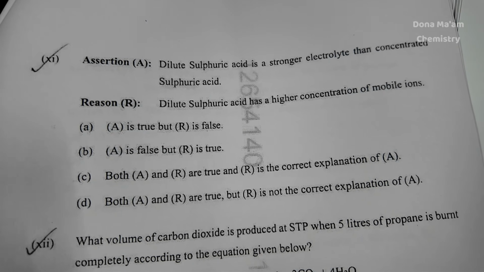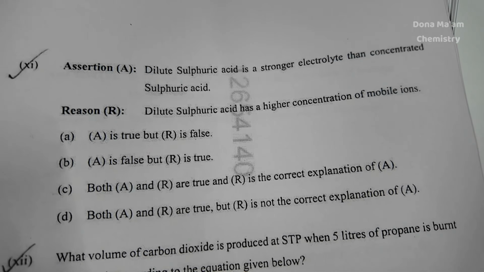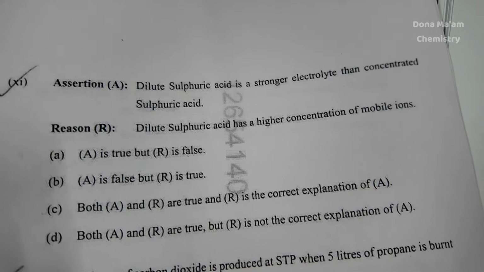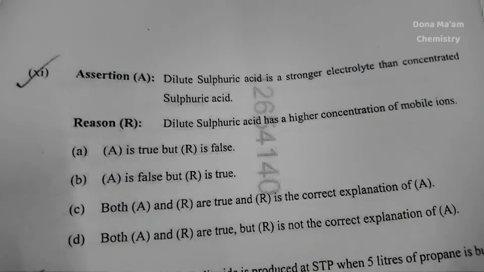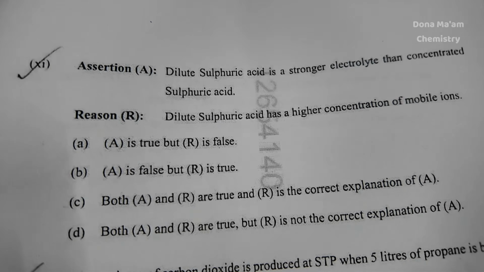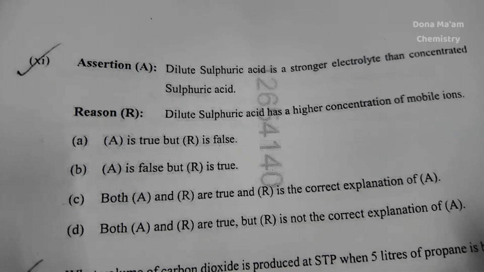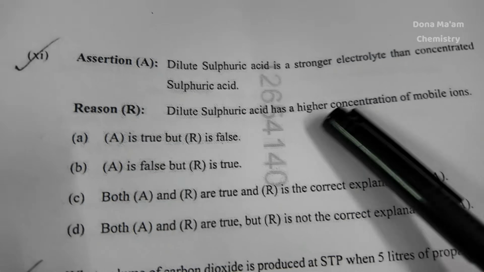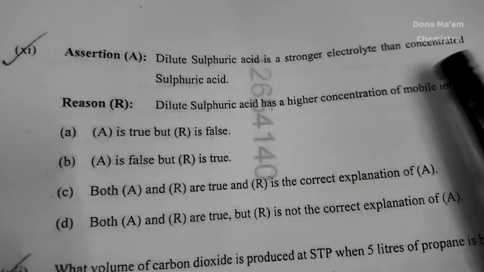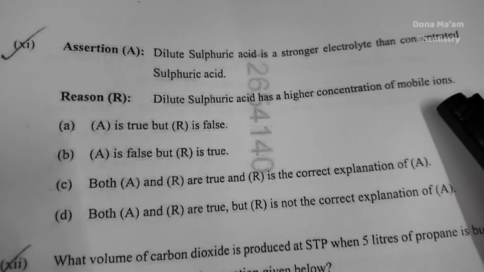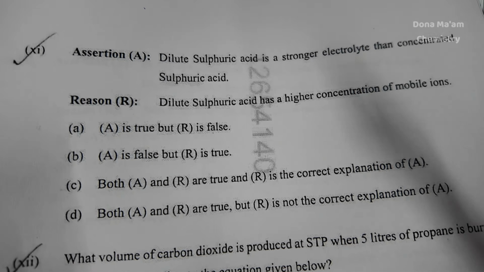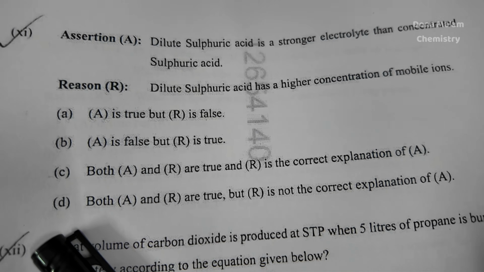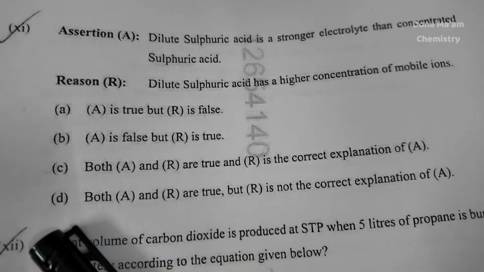MCQ question 11. There's an assertion reason question. The assertion states that dilute sulfuric acid is a stronger electrolyte than concentrated sulfuric acid, which is absolutely correct. And it is because dilute sulfuric acid is having a lot of water to it. So the ion concentration increases. Hence it's a strong electrolyte. Fine. What the reason is stating? Dilute sulfuric acid has a higher concentration of mobile or moving or free ions. Correct. Reason is absolutely correct. So the answer goes option C. Both A and R are true, and R is the correct explanation.